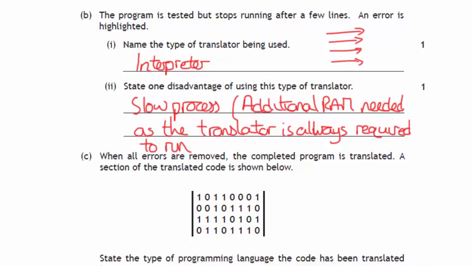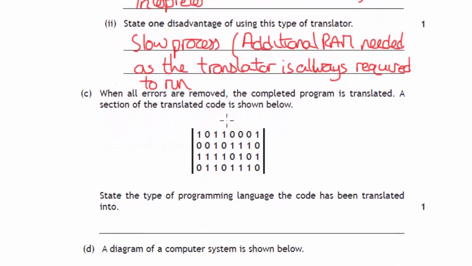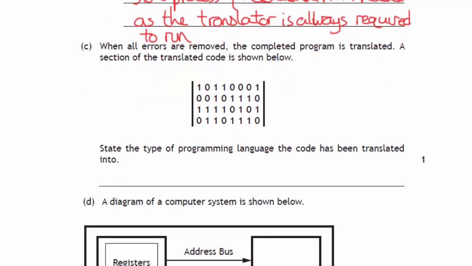Okay, so the next one is, when all the errors are removed, the completed program is translated. Section of the code is shown below. State the type of programming language. We know that is binary, if you want, or sometimes you see the term machine code. Both would get you your answer.